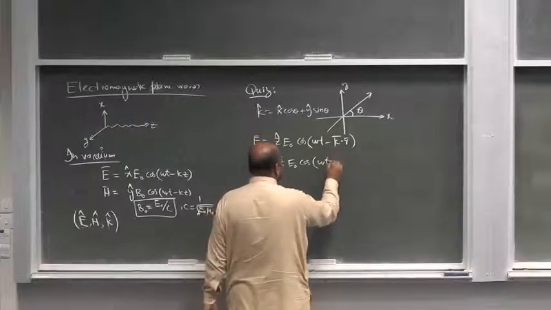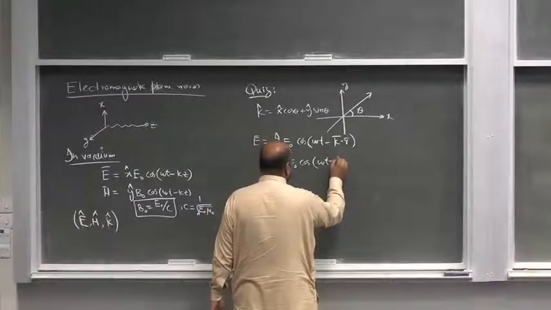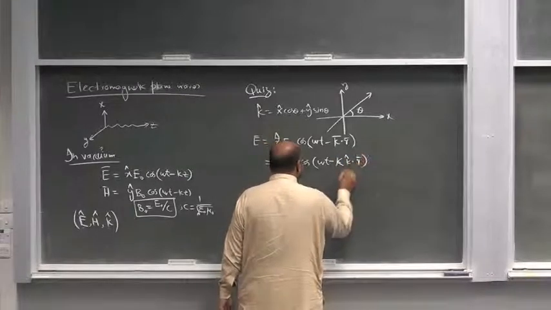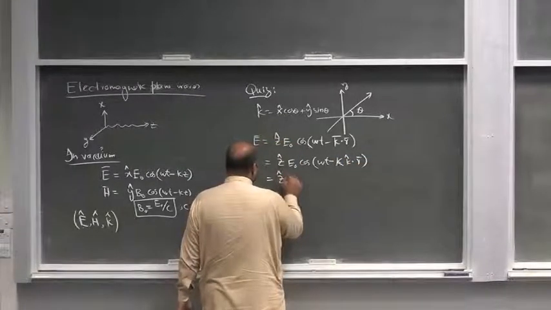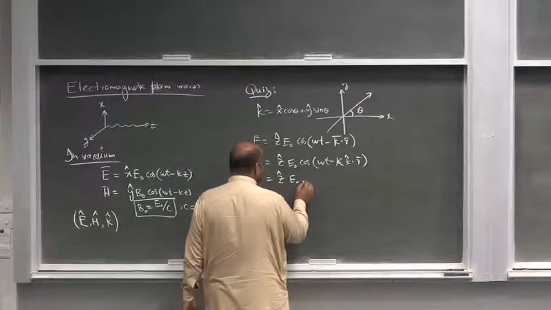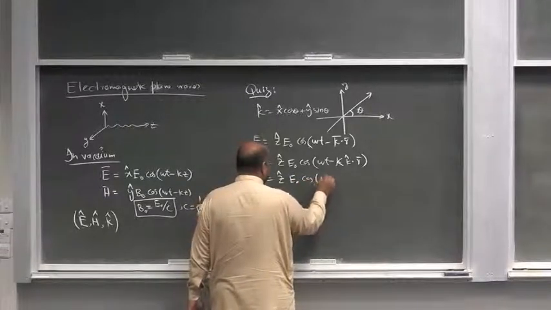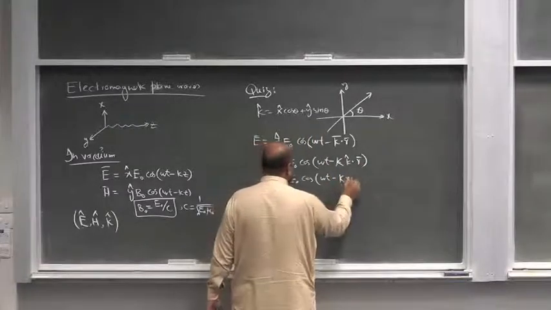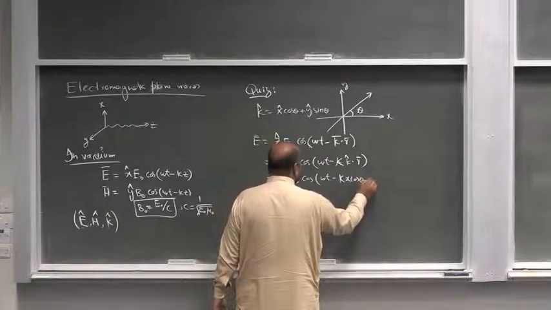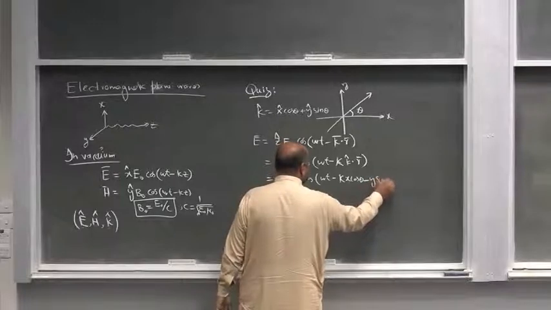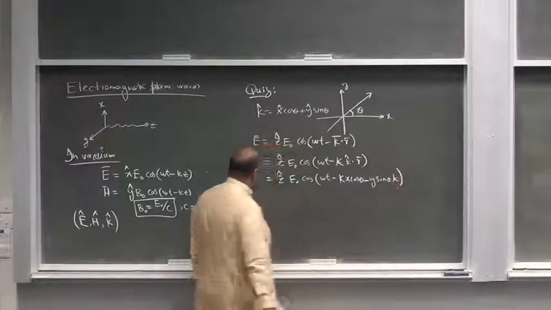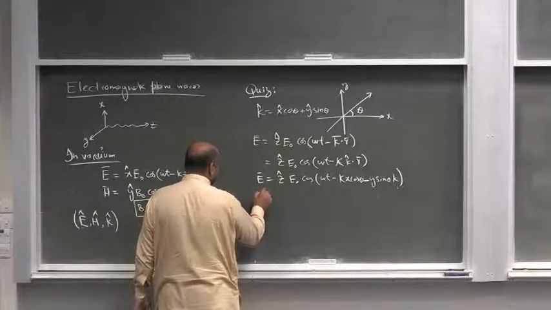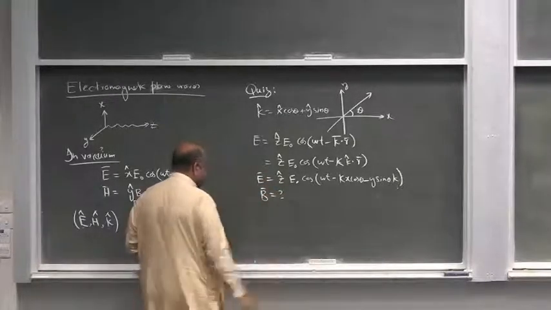So this K vector can be written as K dot R, where R is x hat, y hat, z hat, etc. So this K dot R will become x cosine theta plus y sine theta. So this was the electric field, and the question was, what is the magnetic field?